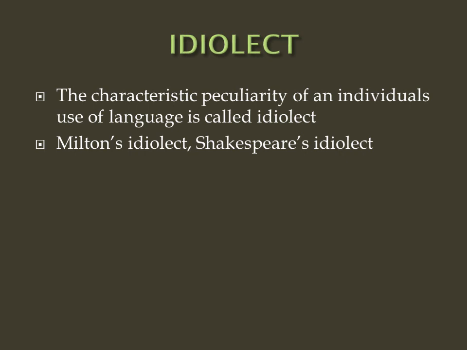Now what is idiolect? The I of idiolect can be related to the I of an individual. That is, no two persons speak exactly alike. There are invariable differences of speech habits between individuals. The characteristic peculiarity of an individual's use of a language is called idiolect. For example, Shakespeare's style or Bacon's style, Milton's idiolect or Shakespeare's idiolect. So that is the difference. The particular way in which a particular individual uses the language. Nobody else can replicate the same.